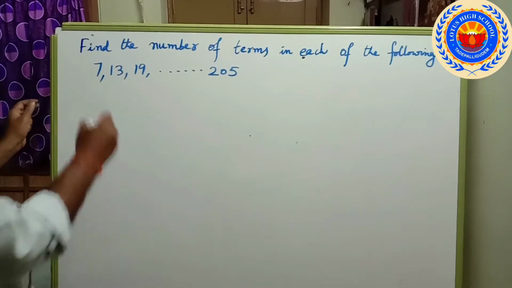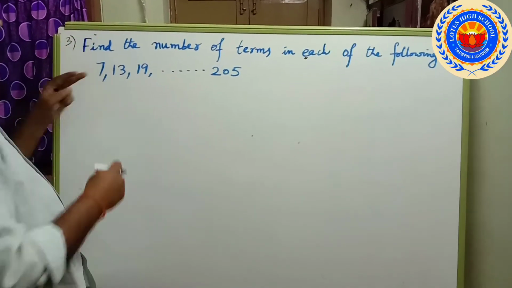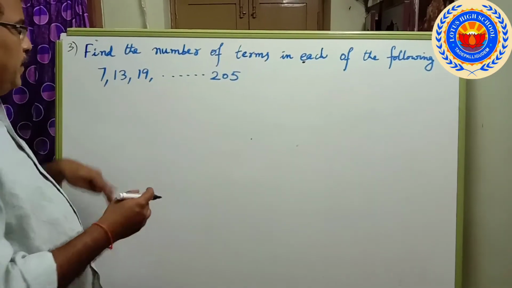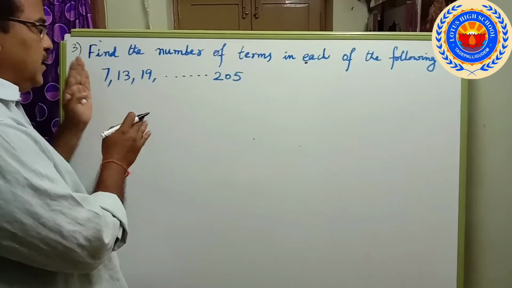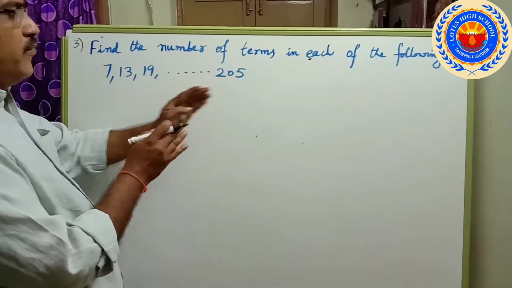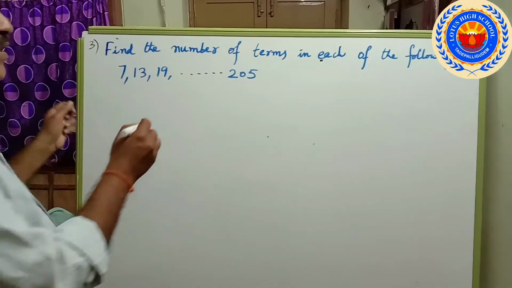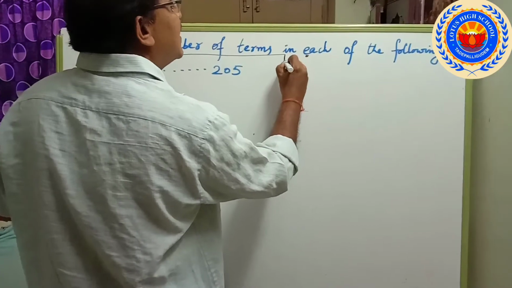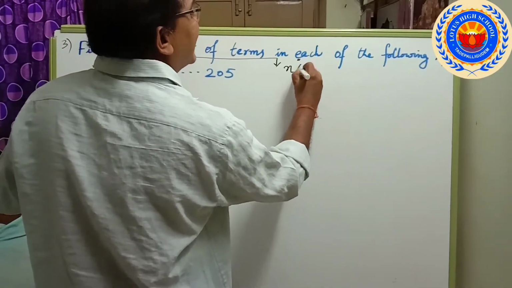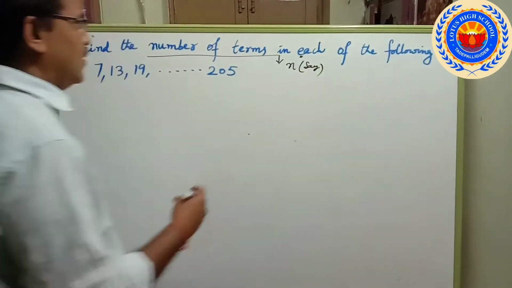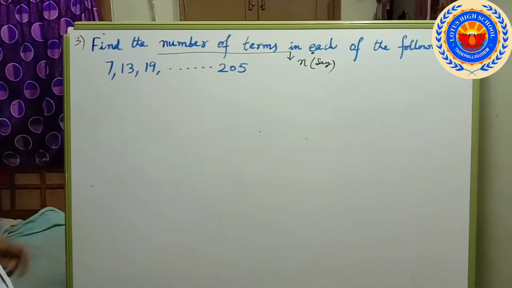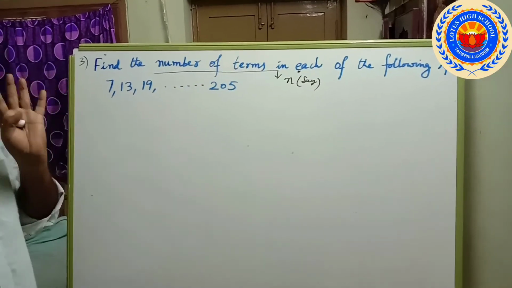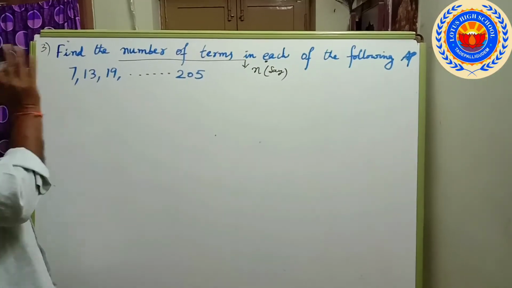Here is one more sum. Third question. Find the number of terms in each of the following APs. Here one more AP is there. First AP: 7, 13, 19, up to 205. Here the number of terms is nothing but, suppose, n. Number of terms is equal to n. So 1, 2, 3, like that, up to 205. How many terms are there? Number of terms.